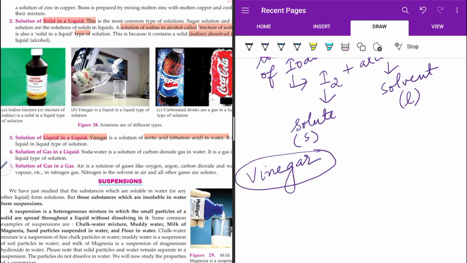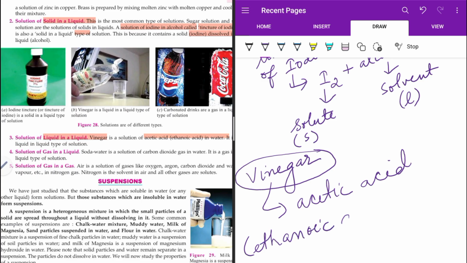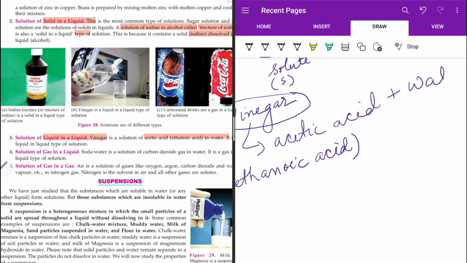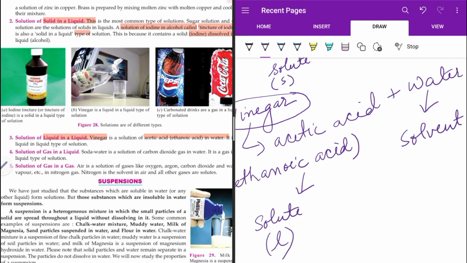That's a synthetic vinegar, which is acetic acid dissolved in water. Now, acetic acid is also known as ethanoic acid, and it is dissolved in water. So keep in mind that acetic acid or ethanoic acid is the solute and water is acting as the solvent. So it is an example of a liquid, ethanoic acid, in a solvent, water, which is also a liquid. So it is a liquid in liquid solution.